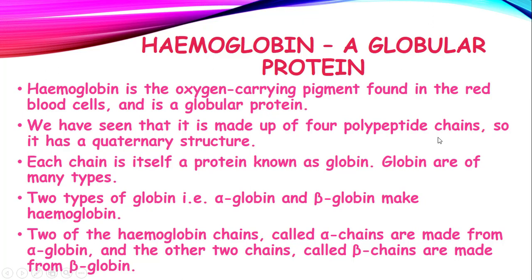These polypeptide chains link up to form a quaternary structure and it is said to be hemoglobin because it also contains a non-protein structure called heme. Each chain is itself a protein known as globin. Globins are of many types. Okay, 2 types of globin, alpha globin and beta globin, make hemoglobin. Now 2 of the hemoglobin chains, called alpha chains, are made from alpha globin, and the other 2 chains, called beta chains, are made up of beta globin.